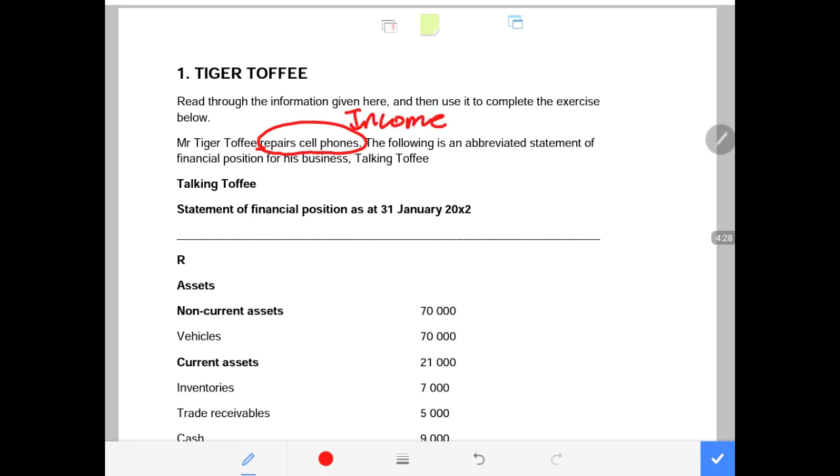Remember, I'm saying service income because in repairing cell phones, you are not selling a product, but rendering a service. The previous question I did on the accounting equation was a company rendering services through electrical services, electricians providing their services. So whenever Tiger Toffee repairs a cell phone, that will be treated as an increase in their income. Their main income is whenever they repair a cell phone.